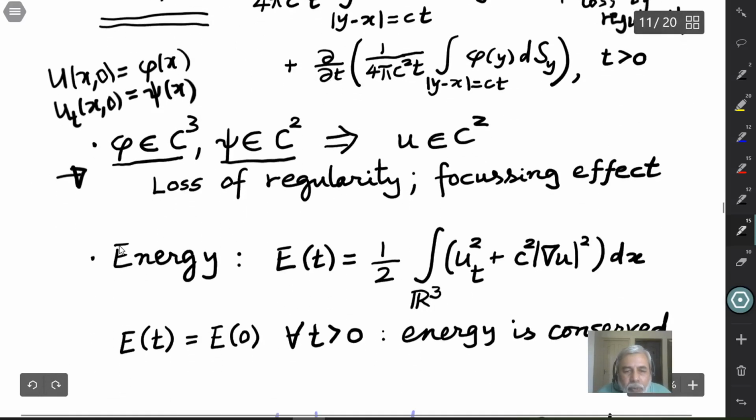In comparison, if you look at the energy, which is defined by half the integral over R3, and this same thing is also true for Rn, of u_t squared plus c squared |grad u| squared dx. These are functions of x and t, and we are integrating only with respect to x, so that is a function of t. That is the total energy at time t, provided these integrals are finite.